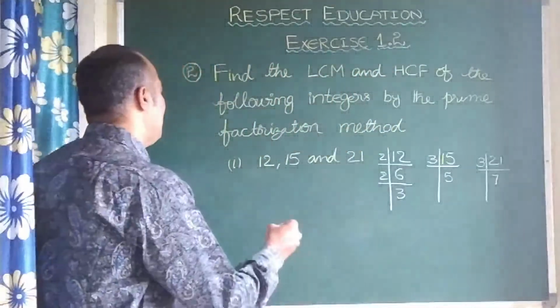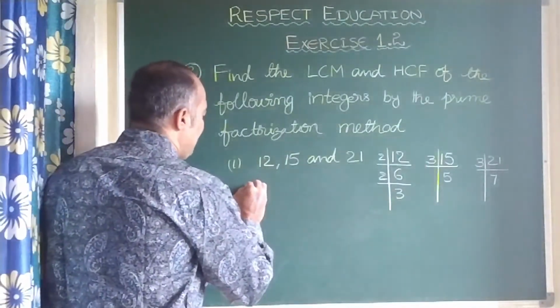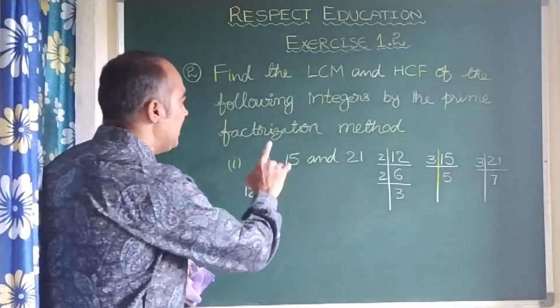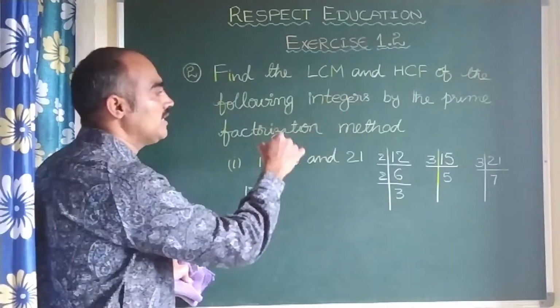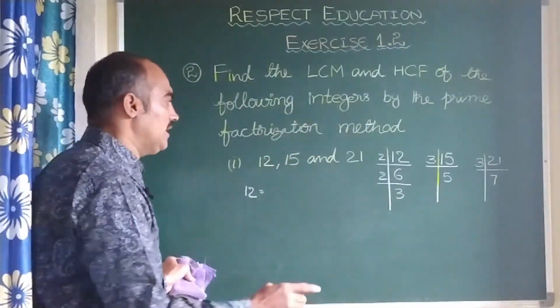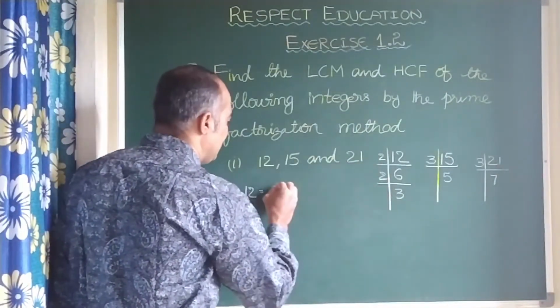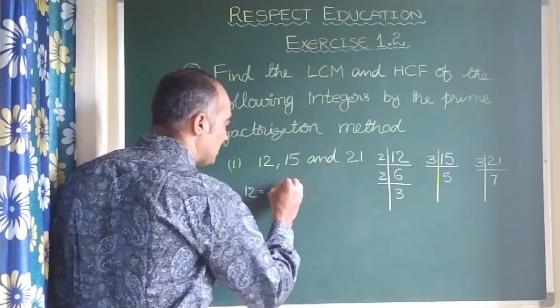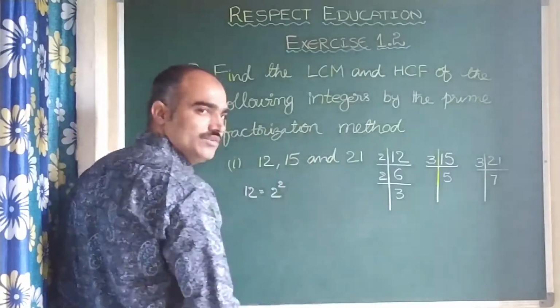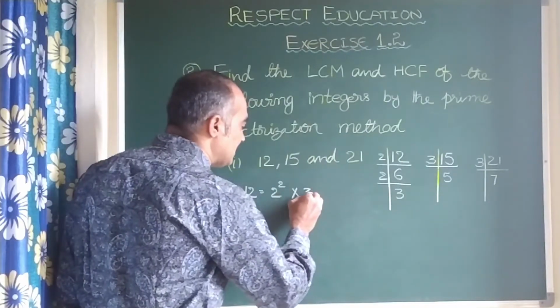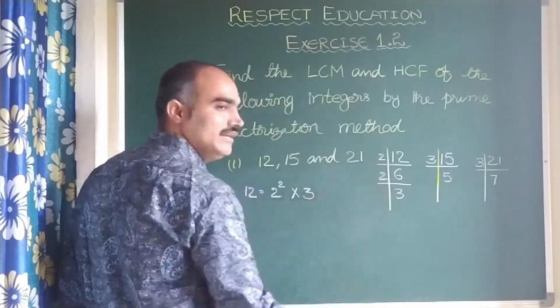Fine. Now here I will tell you an easiest way of writing LCM and HCF both together in a single step. Let us see here first. 12 means 2 into 2 into 3. See the way how I am writing, observe children. 2 into 2 is 2 square, right? Into 3, I am writing as it is, 2 square into 3.